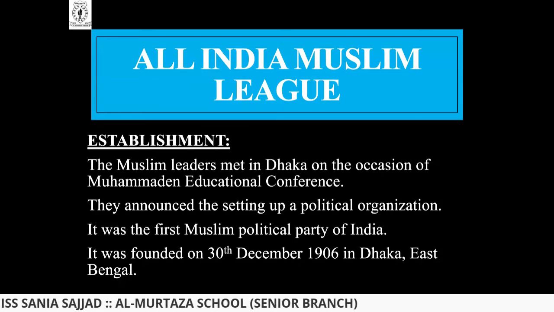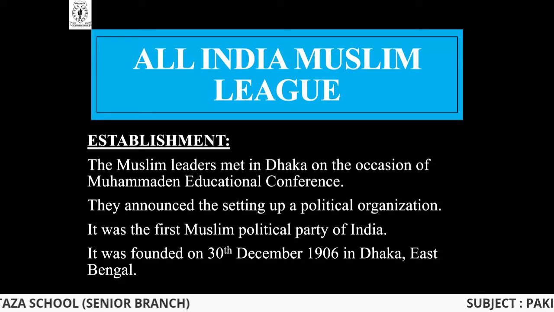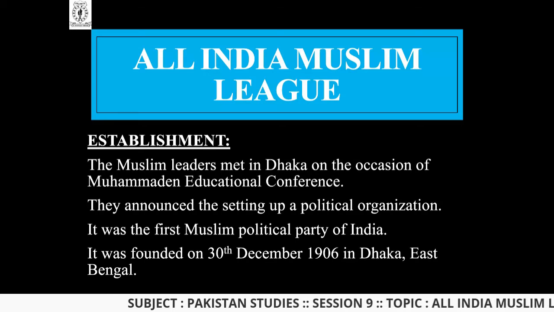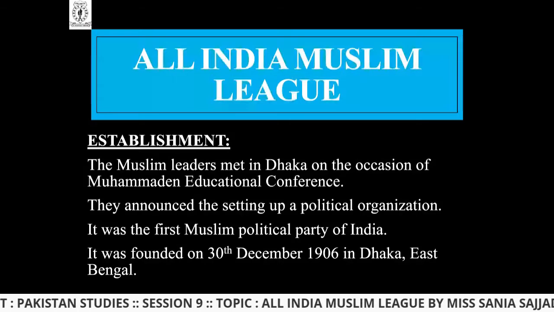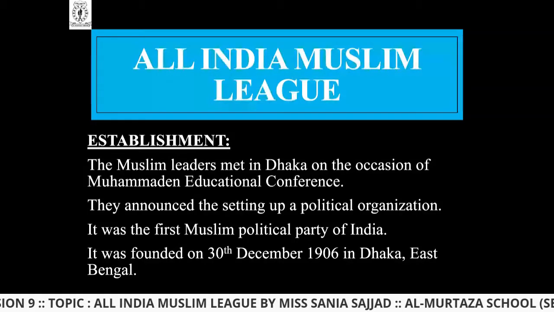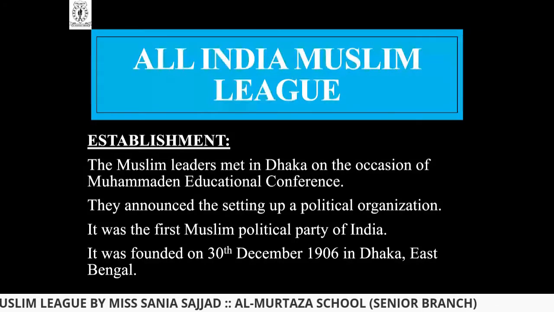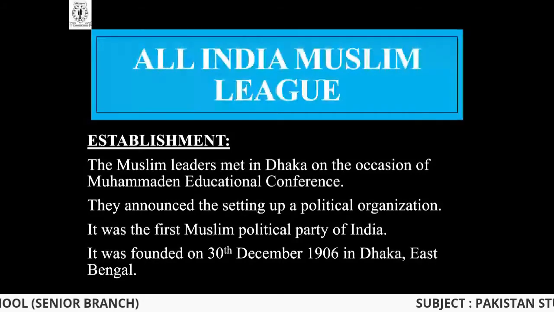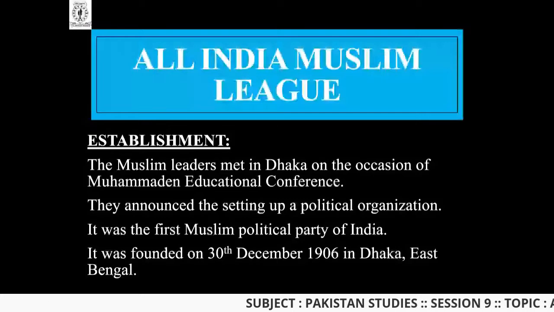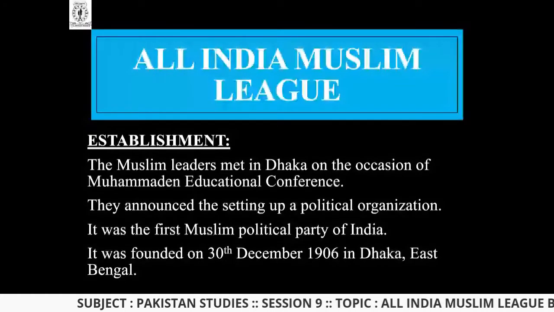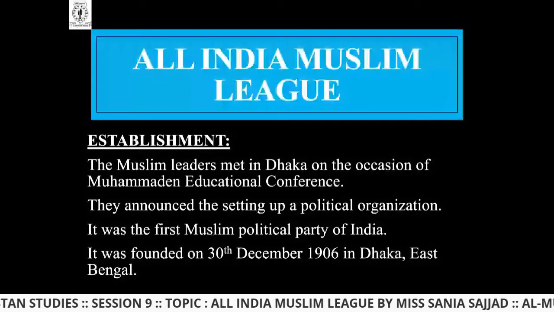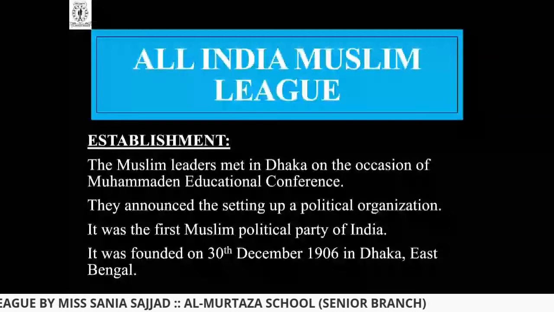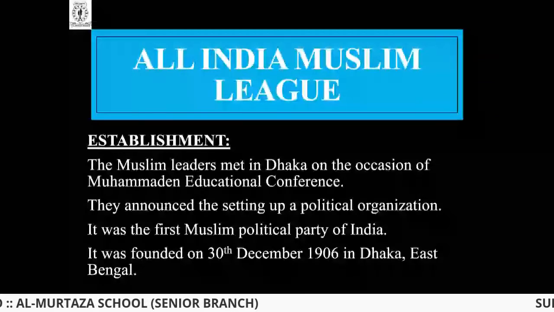In fact, in the partition of India as well, since we did not have a political party on the part of Muslims, we only had an Indian party with the name of Indian National Congress. Due to this, we needed our own political party to give us the freedom of rights and speech. So finally, in 1906, our party was formed. It was founded on 30th December 1906 in Dhaka, East Bengal, and finally it was established there.